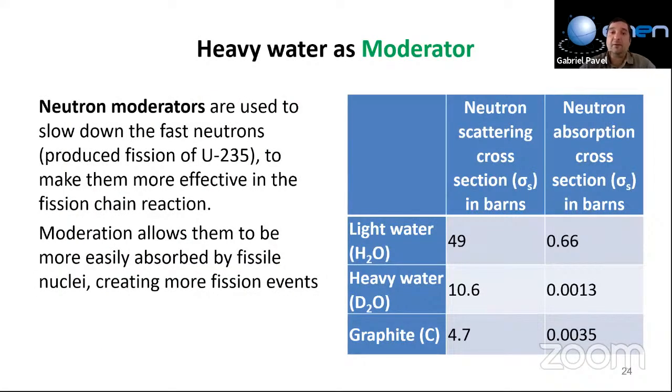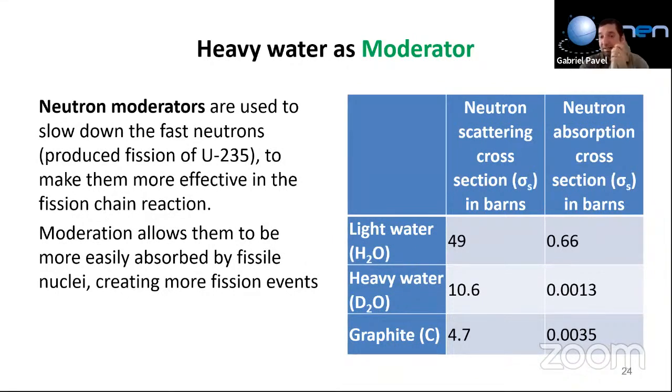Okay, I wrote here heavy water as moderator. Besides the fact that heavy water can remove the heat from the reactor, it is used also as a moderator. Why? Because you will see here 2 very important factors: neutron scattering cross-section and neutron absorption cross-section. When you hear about absorption, you immediately imagine something that absorbs.